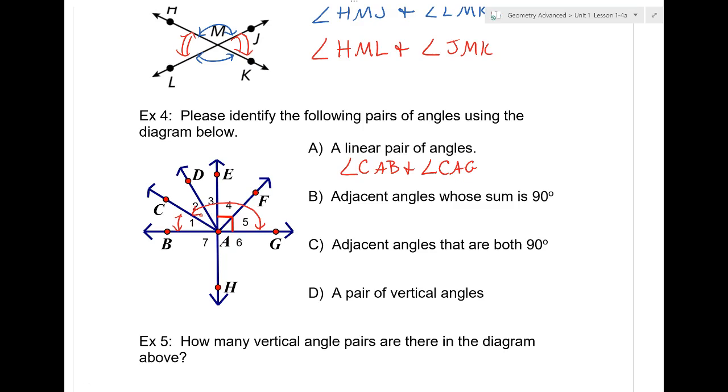Correct? Notice, can I ignore the 2, 3, 4, and 5? Yeah, I have to make it so they're adjacent, guys. Remember, they have to form a line, and they have to have the common side between them. Notice when I highlight it like that, it's so much easier to see the linear pair, right? So yeah, make sure you know those.